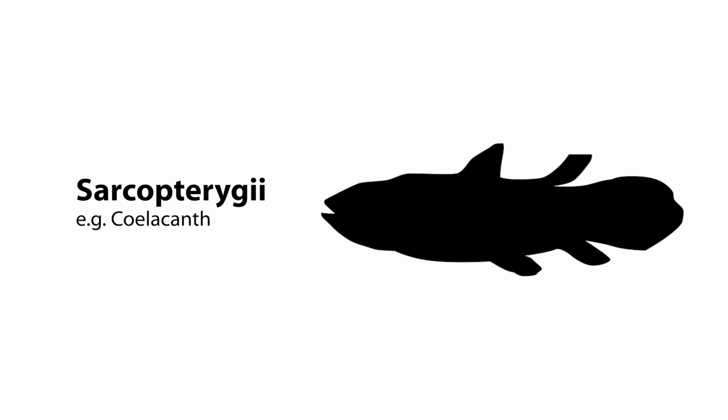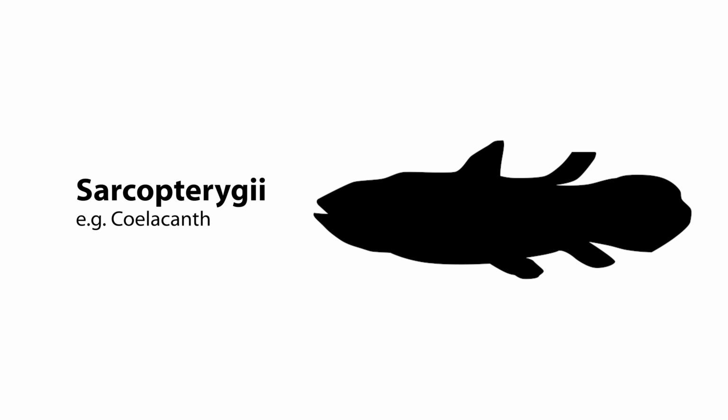Sarcopterygians have a fleshy lobe at the base of their fins, which is leg-like in appearance. These include coelacanths and lungfish.